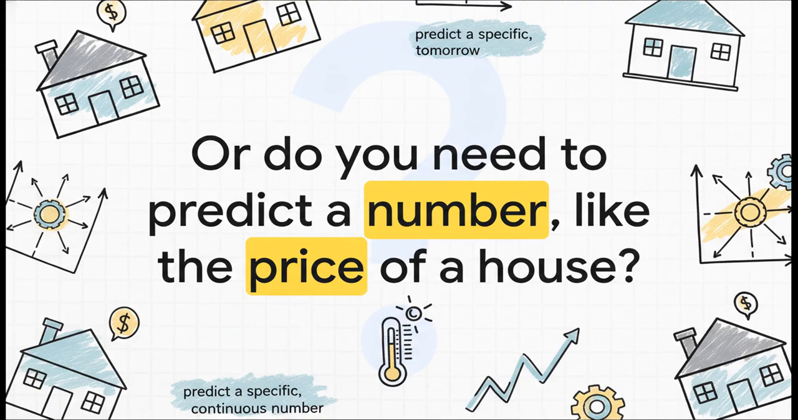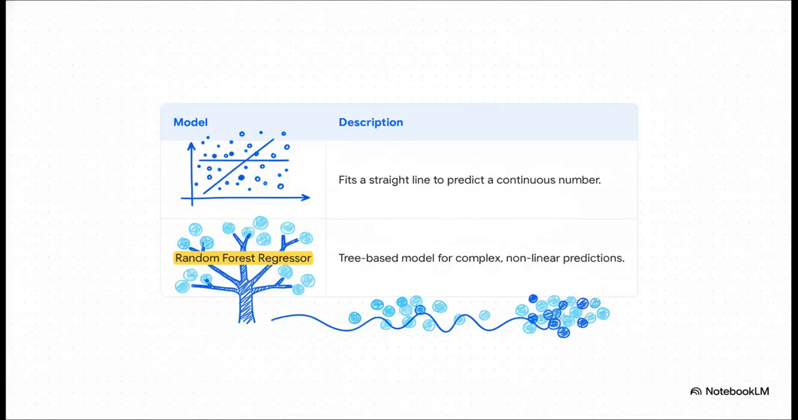Okay, but what if you're not predicting a category? What if your goal is to predict a specific continuous number? You know, something like the price of a house next year or the temperature tomorrow afternoon. That, my friends, is called regression. The simplest tool in this part of the box is linear regression, which basically tries to fit a straight line to your data. But for more complex, real-world relationships, that same random forest model we just mentioned has a regressor version that can handle all those tricky, nonlinear patterns.